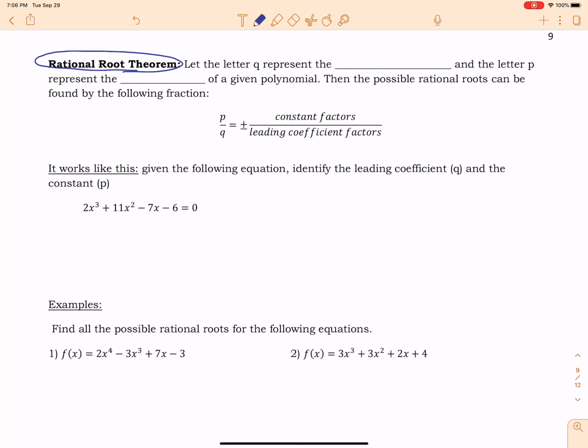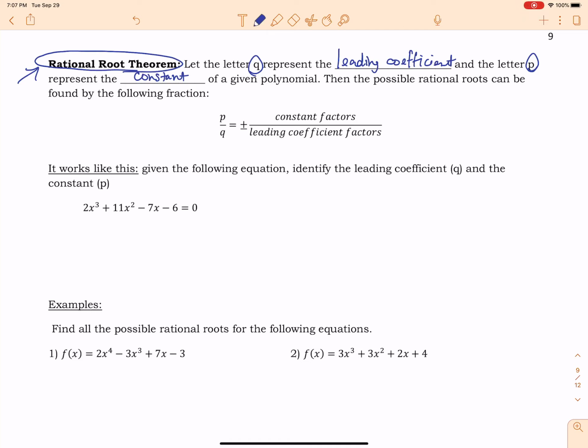All right, so I am going to let the letter Q represent the leading coefficient. And I don't want anyone to have a freak out attack. I'm going to explain to you exactly what I'm doing, just like I always do. I'm just letting the letter Q represent the leading coefficient. I'm letting the letter P represent the constant in a polynomial. I'm just going to use these to illustrate what the rational root theorem tells me.